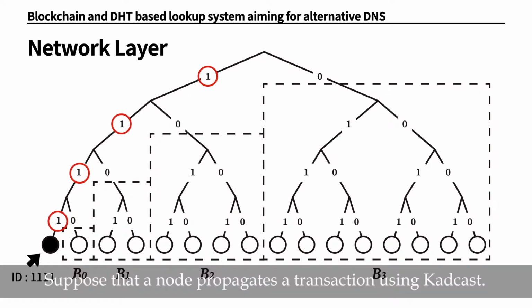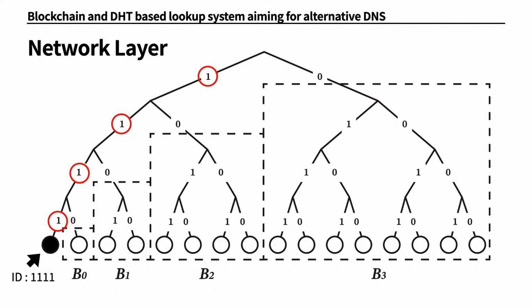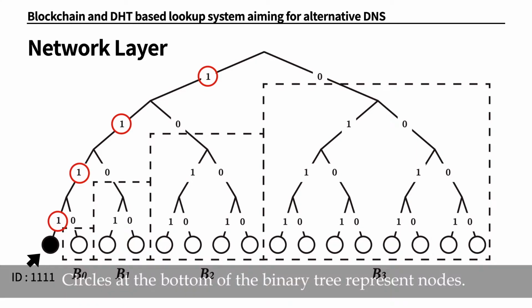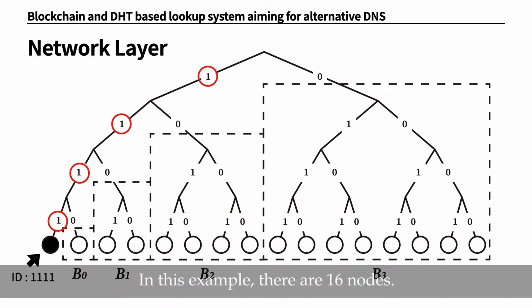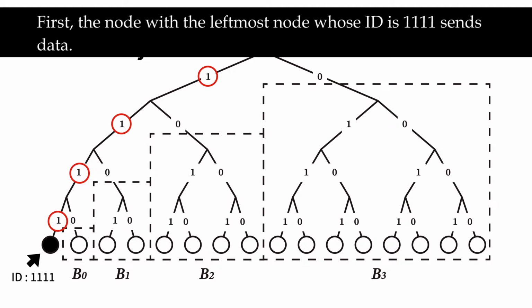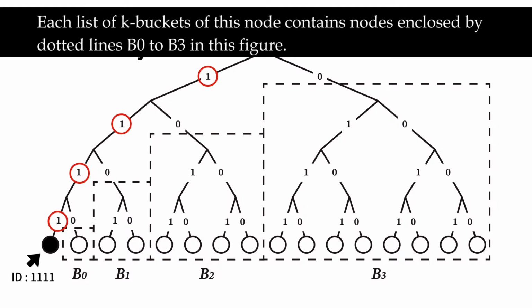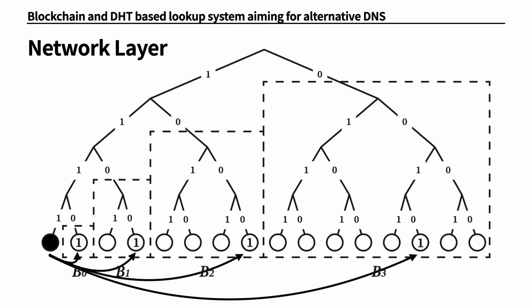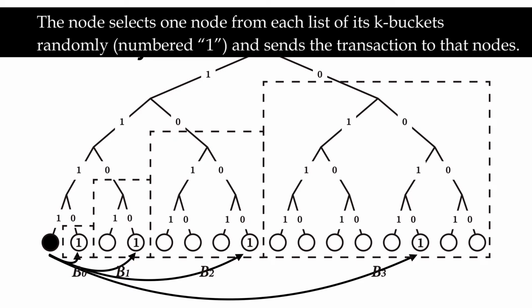Suppose that a node propagates a transaction using Cast. Circles at the bottom of the binary tree represent nodes. In this example, there are 16 nodes. First, the leftmost node, whose ID is 0000, sends data. Each list of k-buckets of this node contains the nodes enclosed by dotted lines B0 to B3 in this figure. The node randomly selects one node from each list of its k-buckets, numbered 1, and sends a transaction to that node.